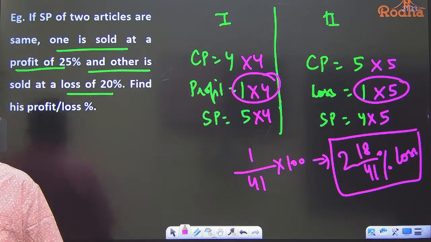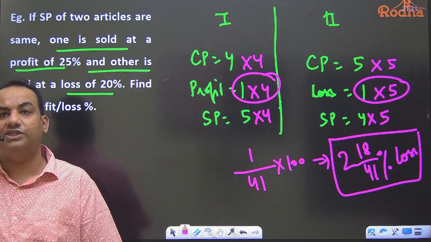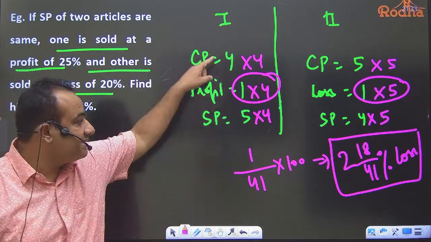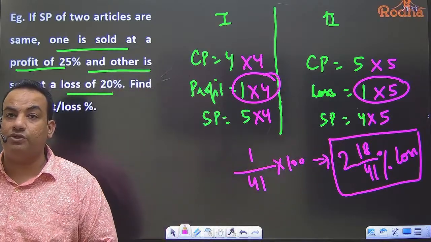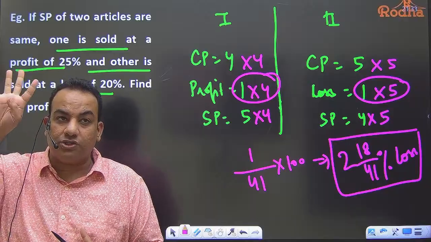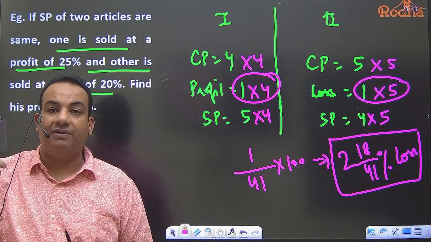Yes, you can do that. Chahat, that is the right approach. You can assume 100. You can assume any value. But please, this is the best approach. Why this is the best approach? Because they are saying 25%, 1 by 4. You have to focus on 4. 20%, 1 by 5.